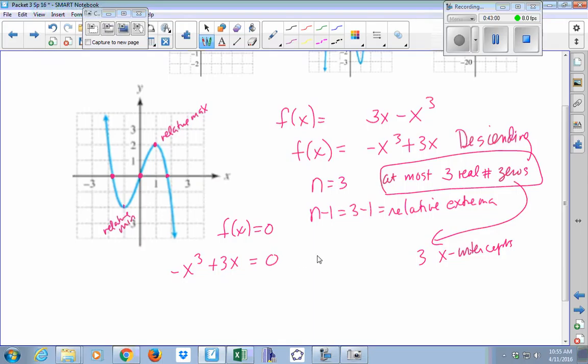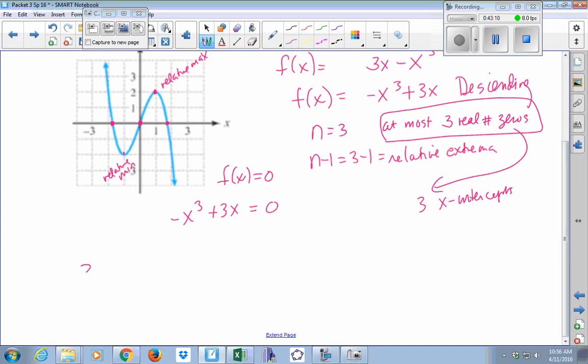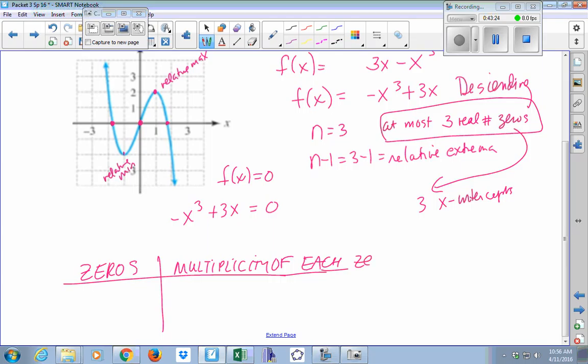So zeros, when I ask you for the zeros of a function, I hate taking off points on quizzes and tests. I often will give you a little table like this. List your zeros and list the multiplicity of each zero. This is often what I will do. What you should be putting here is just the value of x that solves this equation. It's the solution set to this equation. It's the actual value of x that solves this equation.